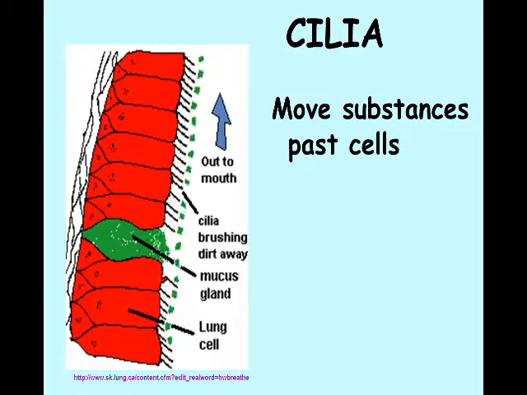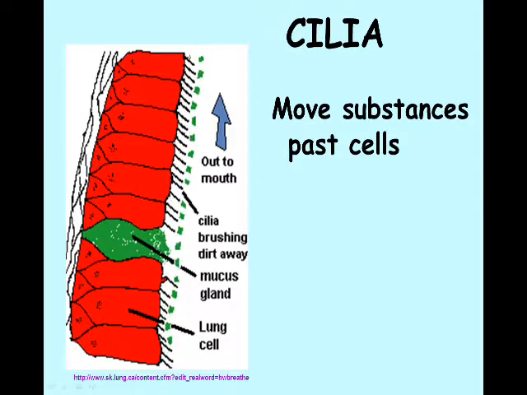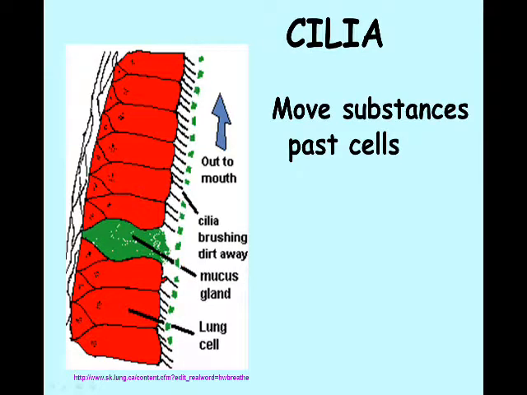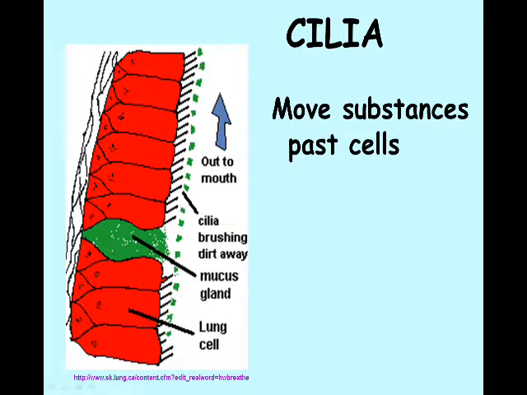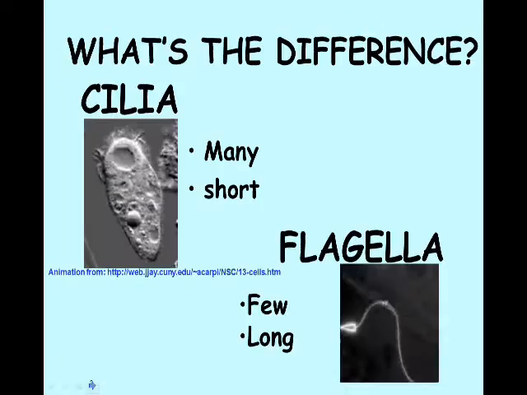For example, in the respiratory system in humans, the cells that line our respiratory tract have cilia on them to help brush and move the dirt and dust particles that we breathe in, help to move them back up and out of our respiratory system. And those little hairs on the outside of cells are the cilia.